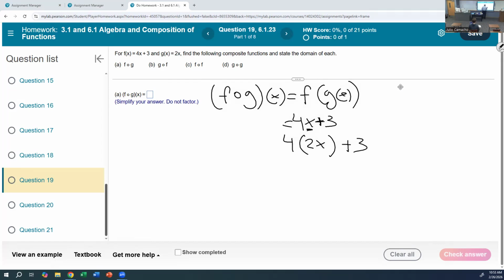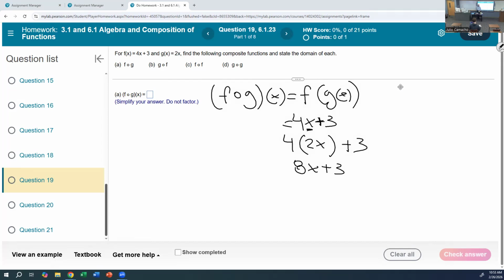So you have 4 times 2x, which is 8x, plus 3. That is a linear equation. My question is, what will be the domain of a linear equation? We just did it in the beginning. The domain of a linear equation.